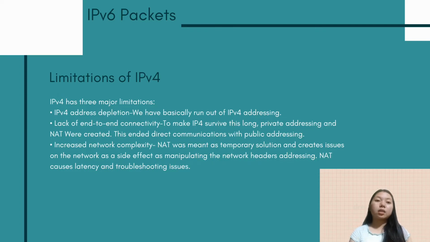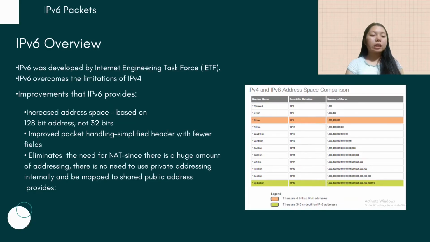Third, increased network complexity. NAT was meant as a temporary solution and creates issues in the network as a side effect of manipulating the network header addressing. NAT causes latency and troubleshooting issues. IPv6 was developed by the Internet Engineering Task Force, or IETF. It overcomes the limitations of IPv4.